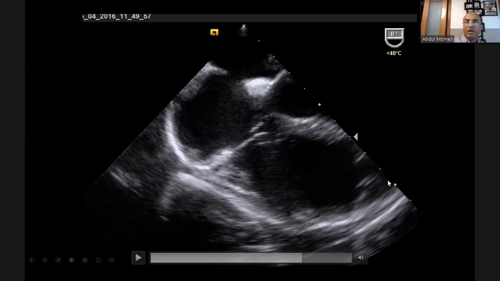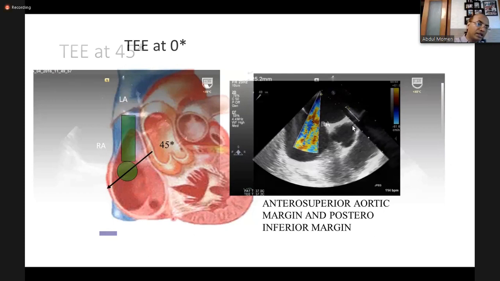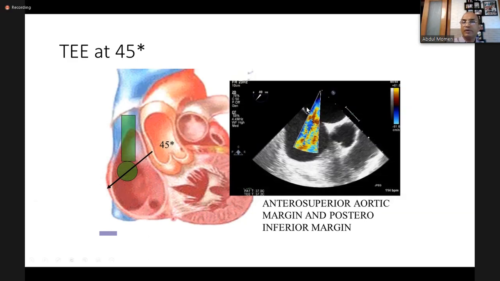At 45 degrees, what we see is like the parasternal short axis view through the ASD, through the aorta and the interatrial septum. In the parasternal short axis view, this is the aorta. The 45 degree TE view corresponds to the short axis view in transthoracic echo. What are the rims in the short axis? Aortic rim and posterior inferior rim. So this is the aorta, this is the aortic rim and posterior inferior rim, and this is the ASD. This is the cut section of the echo beam in transesophageal echo at 45 degrees.